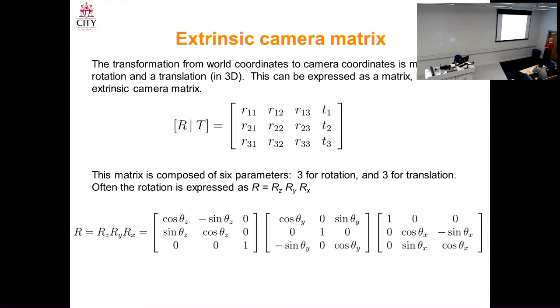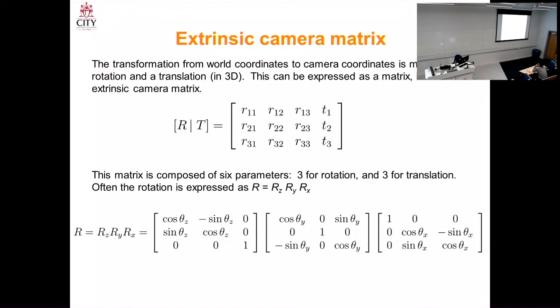Okay, so you've learned about the intrinsic matrix. There's also this thing called the extrinsic matrix. And the extrinsic matrix encodes the position of the camera in space as well as its orientation. Okay? And this is going to encapsulate the transformation from world coordinates into camera coordinates. So unsurprisingly, you can represent this using a matrix. Okay? And the matrix has a very specific form.